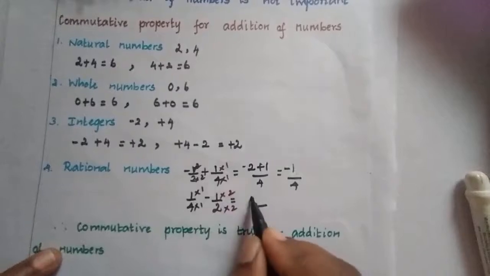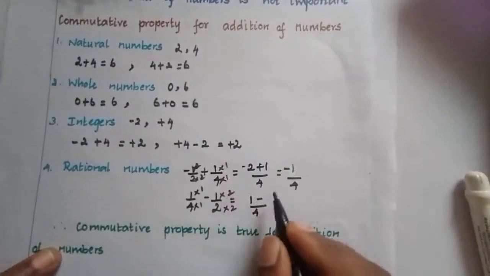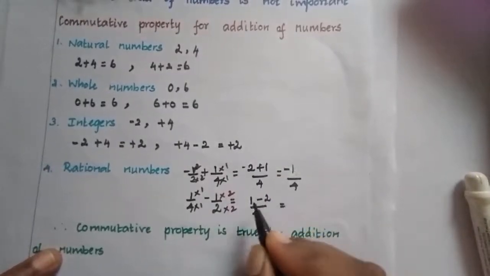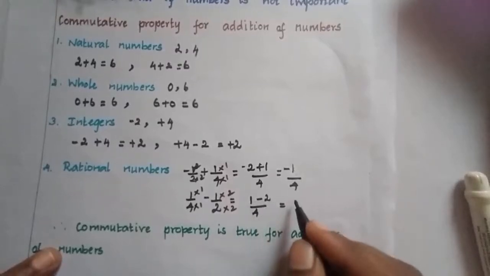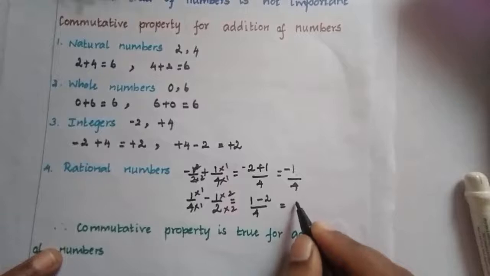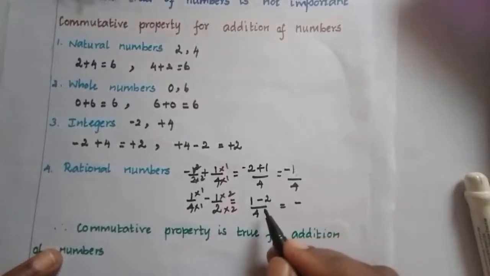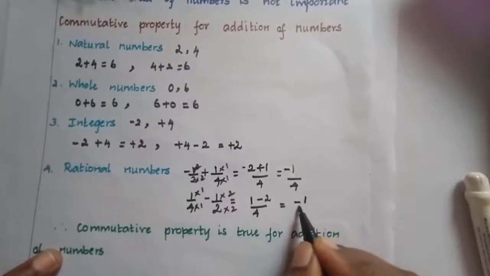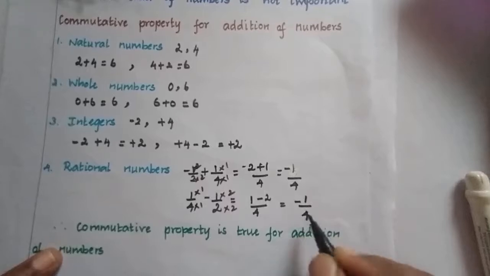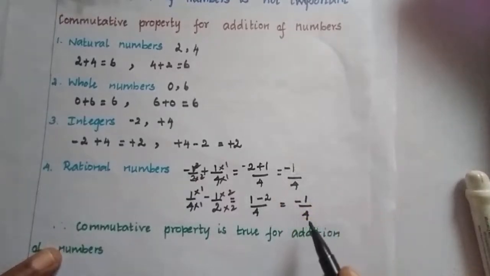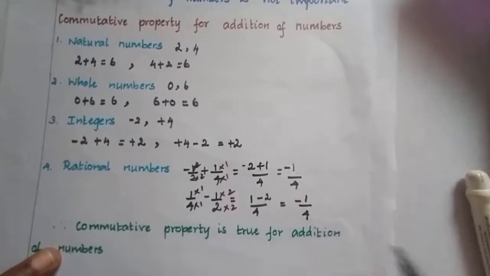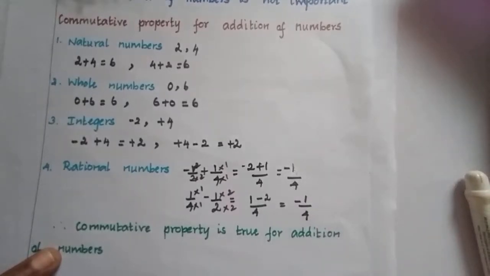1 into 1 is 1, minus 1 into 2 is 2. So here these two integers are in different signs. Subtract and write the greater number sign. Here the greater number sign is negative, and the difference between 1 and 2 is 1, which is equal to minus 1 by 4. So these are same. So that is, order of two numbers is not important.